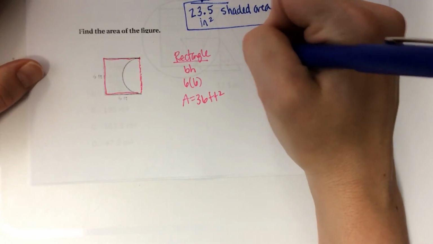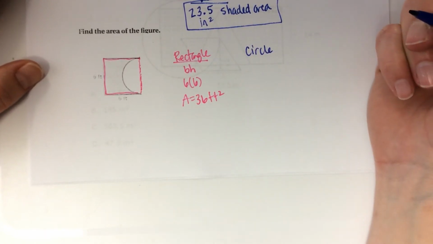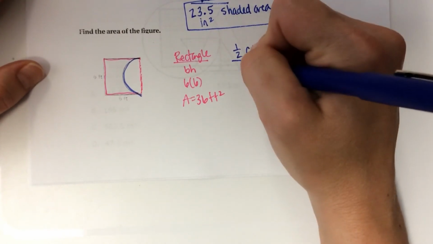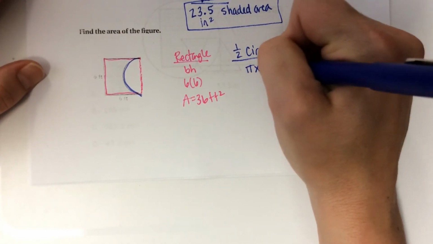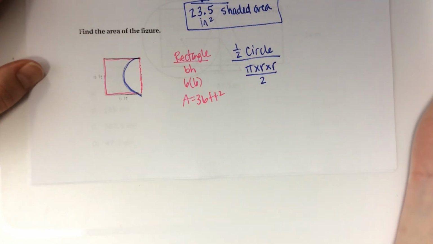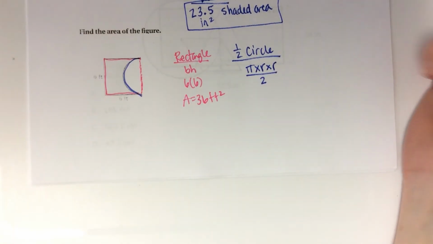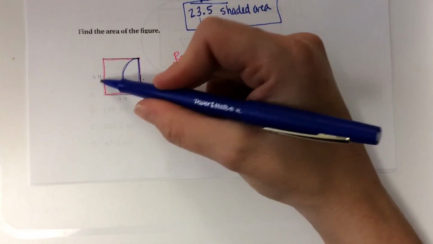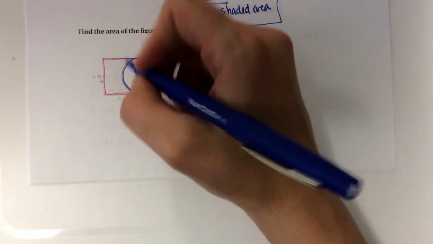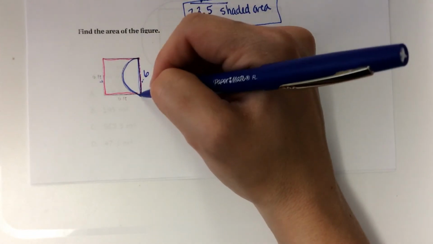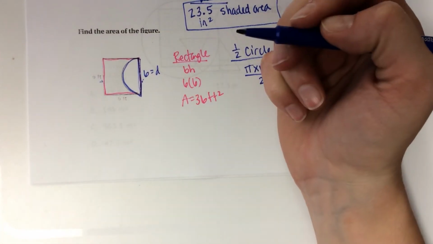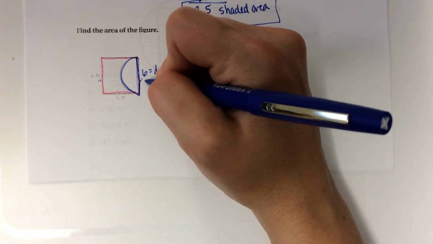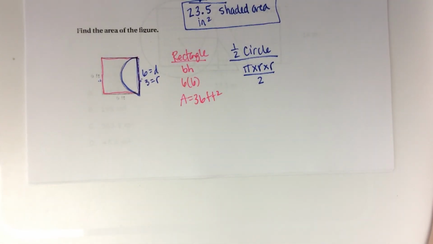Then how much of a circle do we have? It's not a whole circle. It's only a half of a circle. So that means we're going to do pi times r squared and divide it by 2 because it's only half. So we need to think about this. All the way across would be the same side of this square. So if this side is 6, this side is 6. But it goes all the way across, so that's our diameter. But we need to find area with a radius. So take half of that to get your radius.